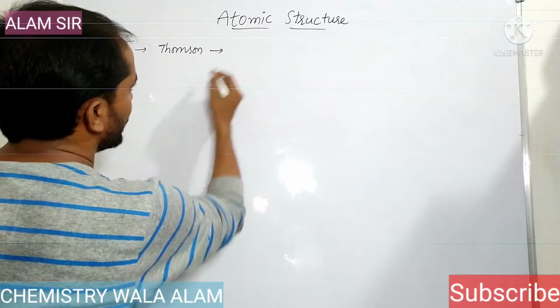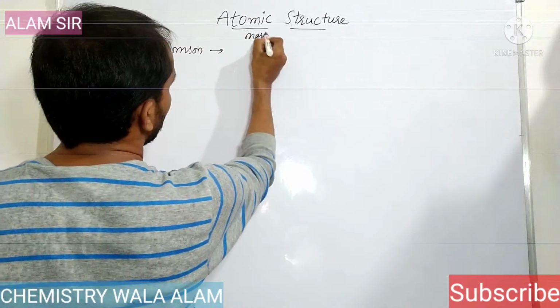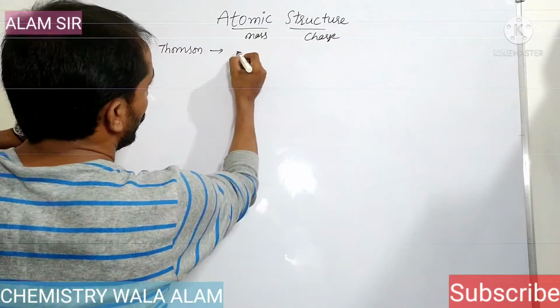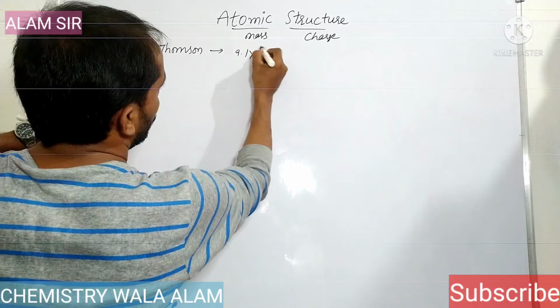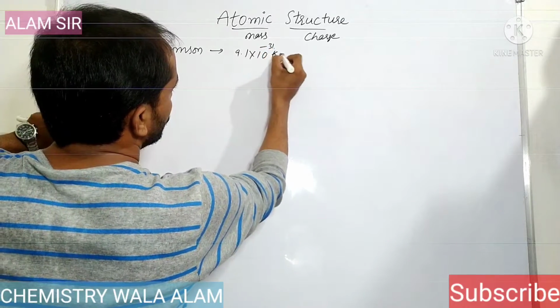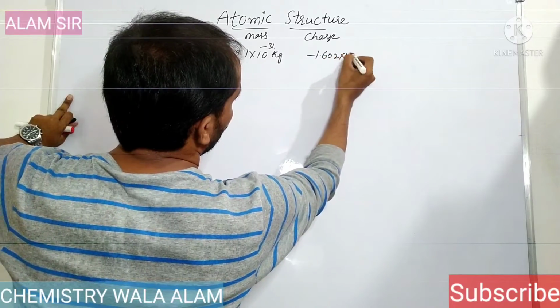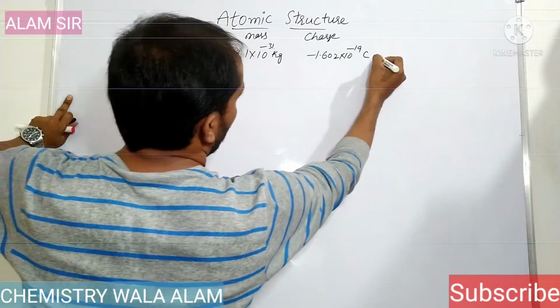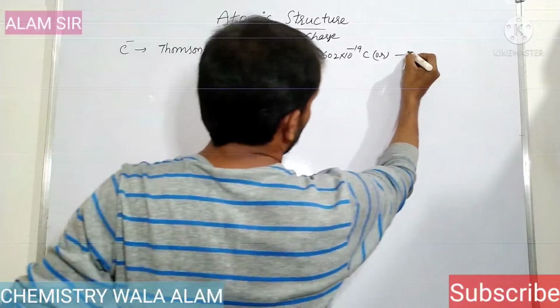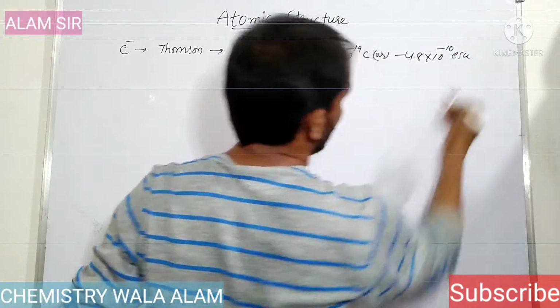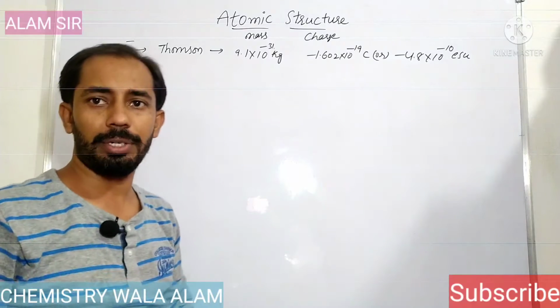Now its mass and charge. Mass of the electron is 9.1 into 10 to the power of minus 31 kilograms. Electron charge is minus 1.602 into 10 to the power of minus 19 coulombs, or minus 4.8 into 10 to the power of minus 10 ESU. ESU stands for electrostatic unit.